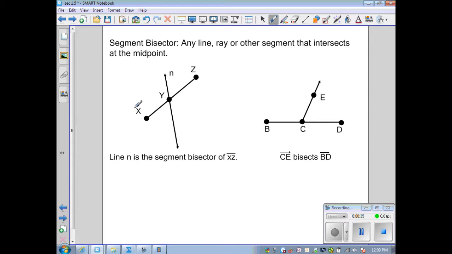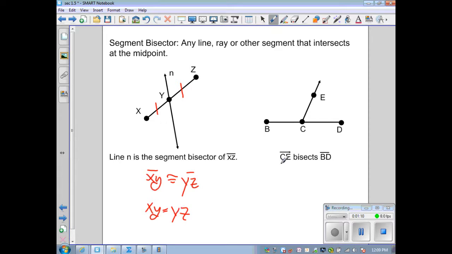When I know that XY is congruent to segment YZ, I can represent that in the diagram with tick marks. So whether I represent it with an expression or in the diagram, I know that Y must be the midpoint, and since N passes through it, that is the segment bisector. I also know from congruency that the length of XY must equal the length of YZ.